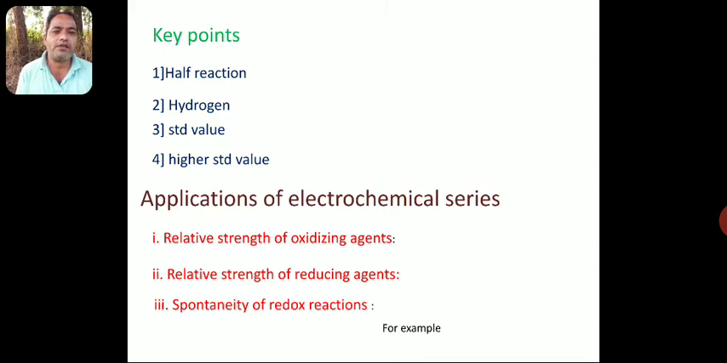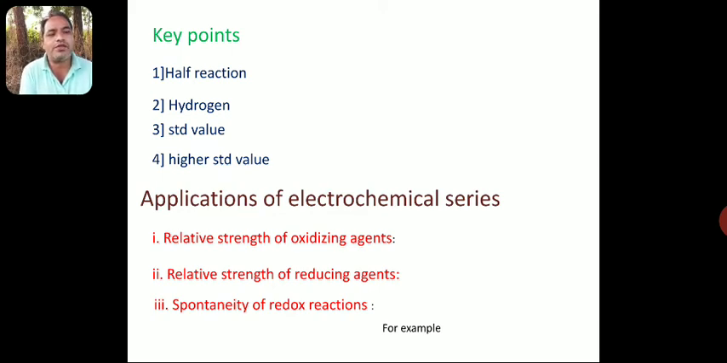The third point is standard value: these values are at their standard conditions, calculated at standard temperature, pressure and volume. So all these values are standard. Then the fourth point, higher standard value: if we see the arrangement of the standard values, from top to bottom it goes on decreasing through 0. That series is related to the reduction half reaction. We can write a similar series by using oxidation half reactions, and then the values will be reversed.